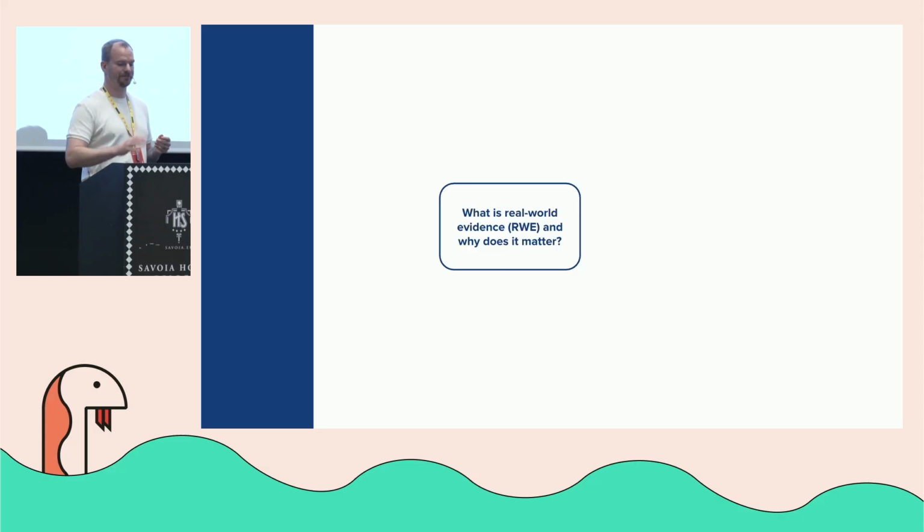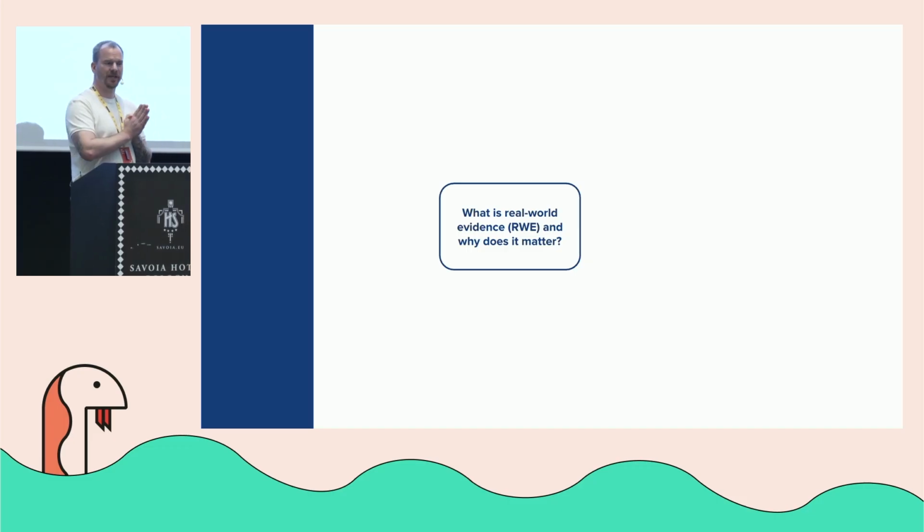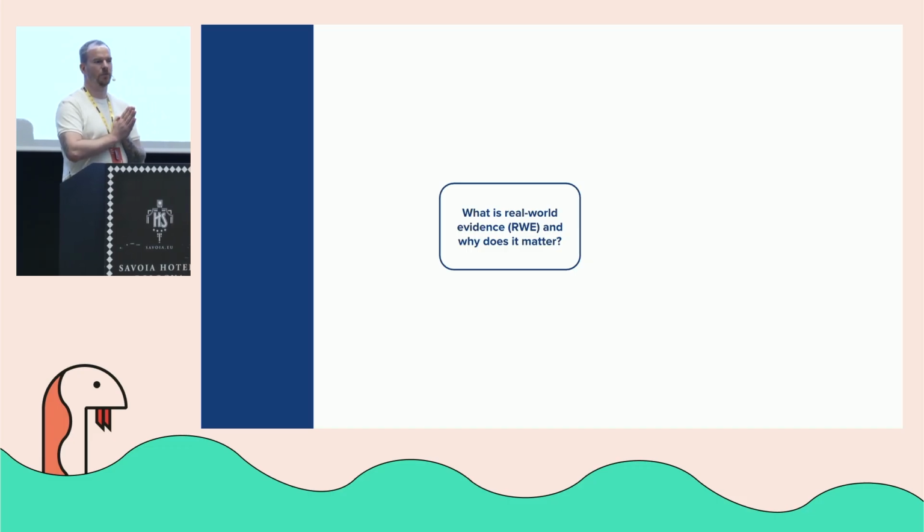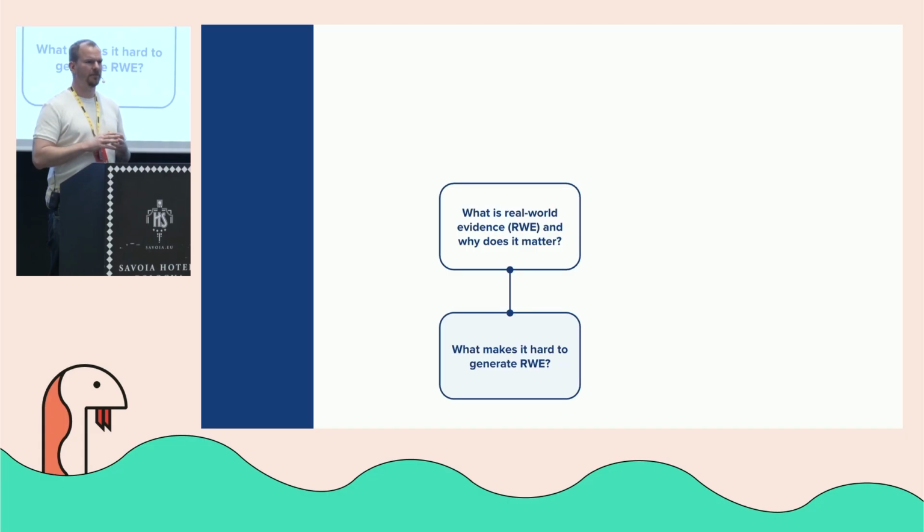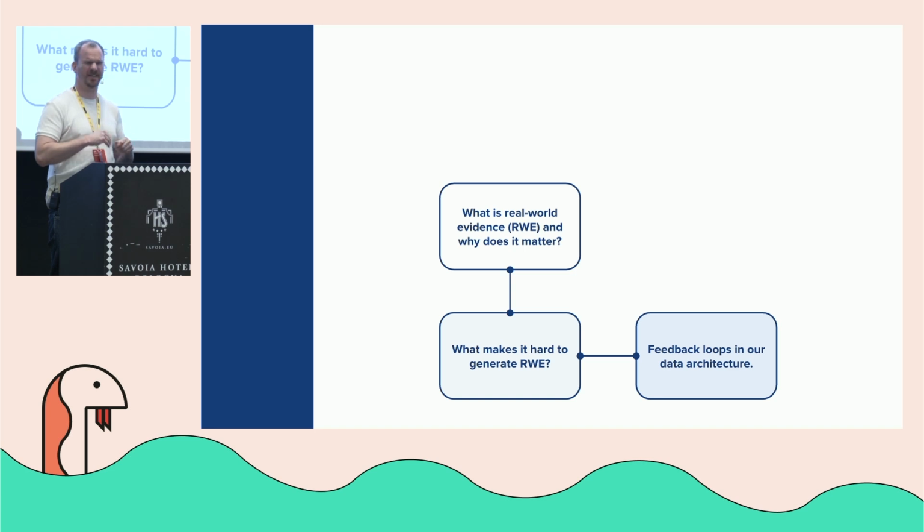So, okay, with that out of the way, let's get started with the agenda. The first thing I want to talk about is real-world evidence. I want to explain what this is and why it matters. Maybe a show of hands, who has ever heard the term real-world evidence before? That's awesome, right? I also didn't hear about this before I joined Flatiron. Then I want to explain why it's not so easy to generate real-world evidence. Then I want to talk a little bit about feedback loops in our data architecture.